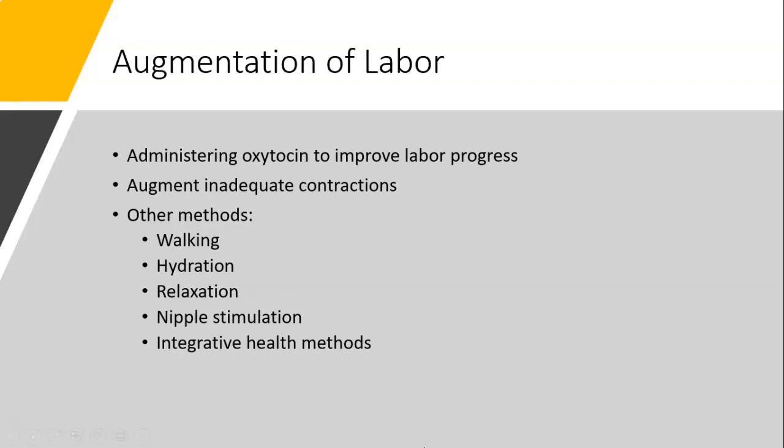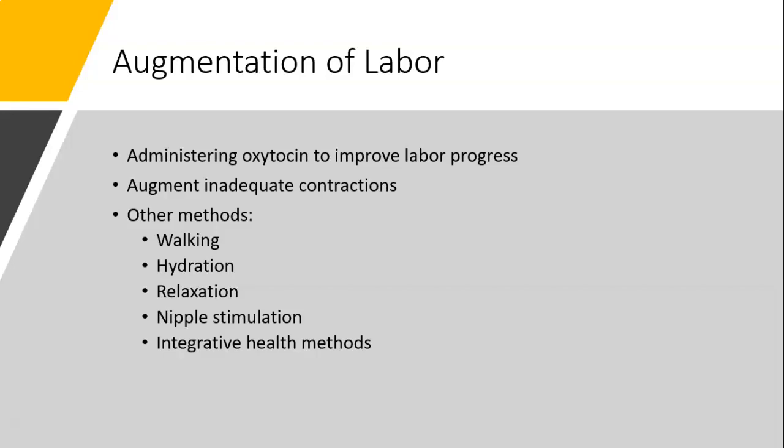With augmentation of labor, augmentation is used when the mother has already gone into labor on her own, and we are just helping her along. Oxytocin is the hormone produced by the pituitary gland, which stimulates uterine contractions. It can be used to induce from the beginning or to augment labor that is progressing more slowly. It is administered in an IV infusion device. It is closely monitored according to institutional protocols, and generally the nurse is the one monitoring this whole process. So this is a big nursing intervention for laboring patients.